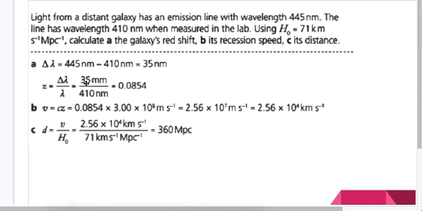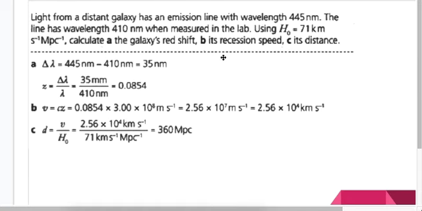Then you can divide this, by the way, this is 35 nanometers, not millimeters, by 410, where 410 is the original wavelength. Why is 410 the original? Because this is the one we initially measured. But now the emission line spectrum is giving us 445 nanometers. So we get 0.0854 as the redshift.